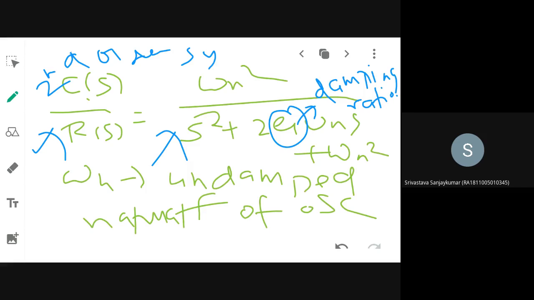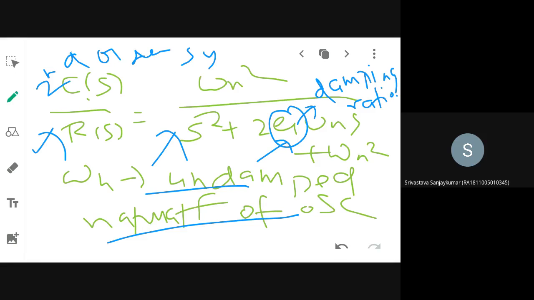Now again tell me, what does omega n mean and what does zeta mean? Omega n is the undamped natural frequency of oscillation. Zeta represents the damping ratio. Now, for this formula, what is my characteristic equation?